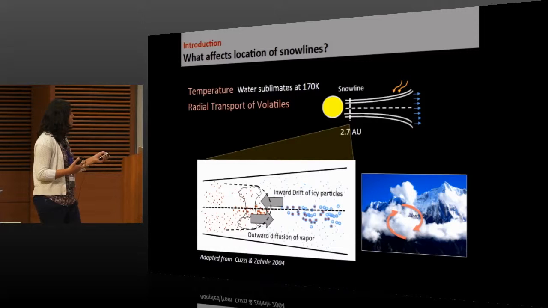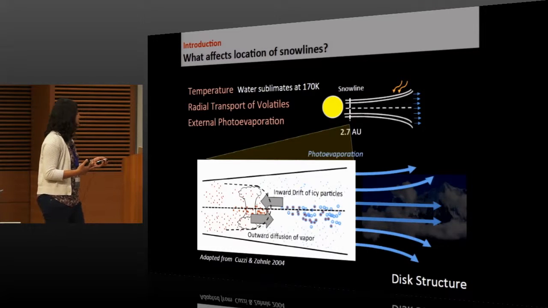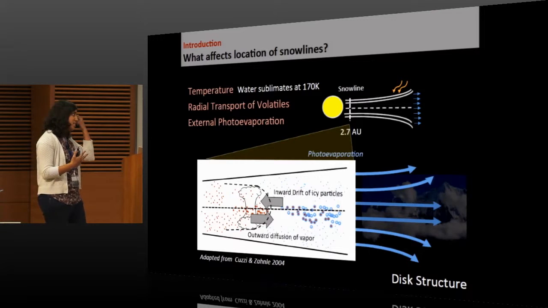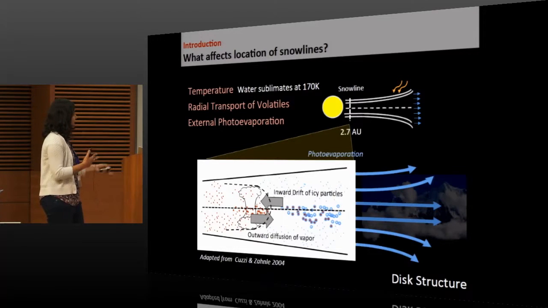And to this scenario, if we were to add the process of external photoevaporation, then it could be a little bit more complicated. What external photoevaporation is: it's very likely that the sun was born in a massive star-forming region, and its disk was intensely irradiated by radiation from nearby massive stars. If that was the case, then it could frustrate this inward drift and enhance an outward volatile transport from the outer edge of the disk. So we consider this process as well in our modeling of disk structure.